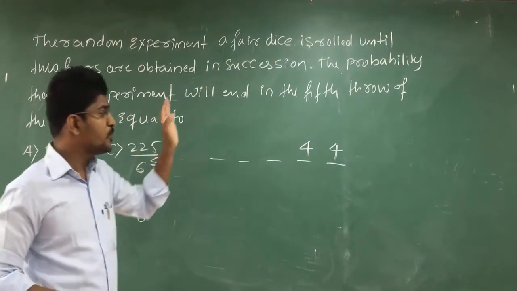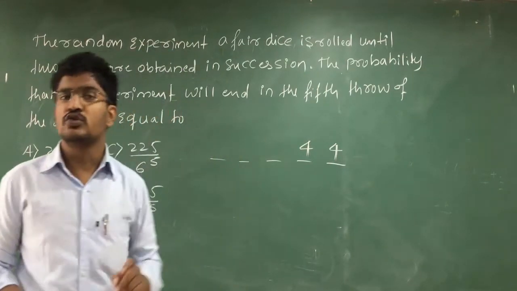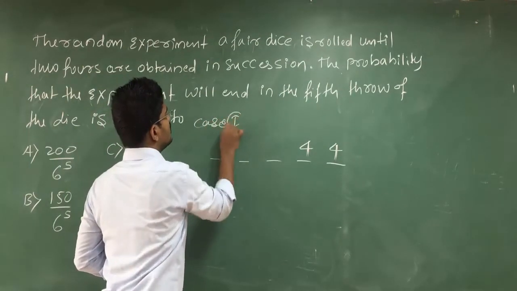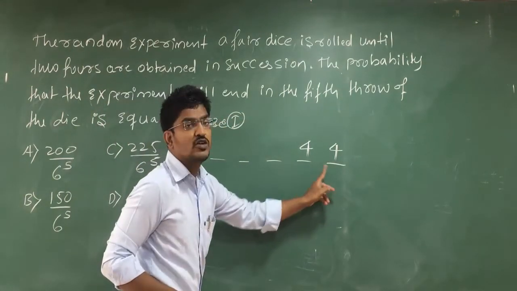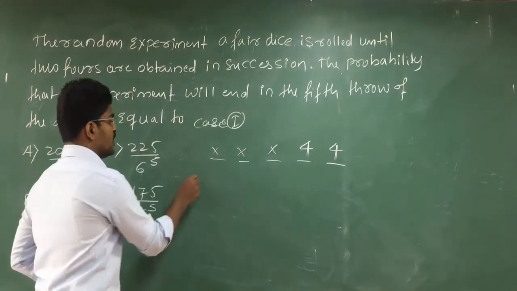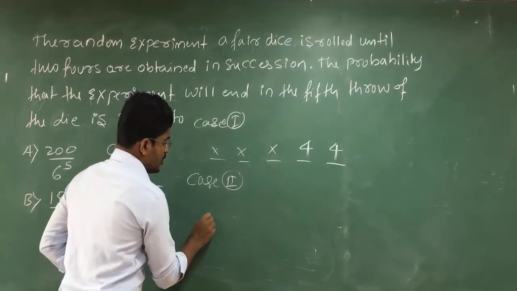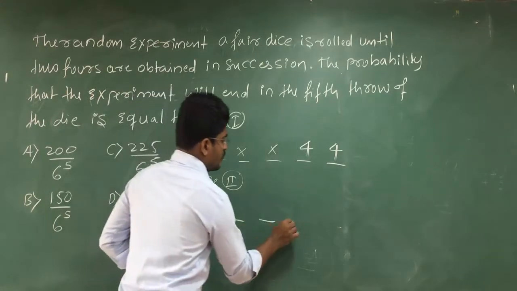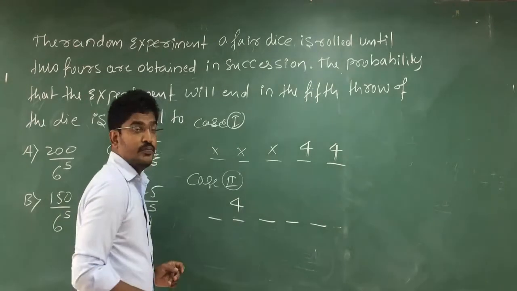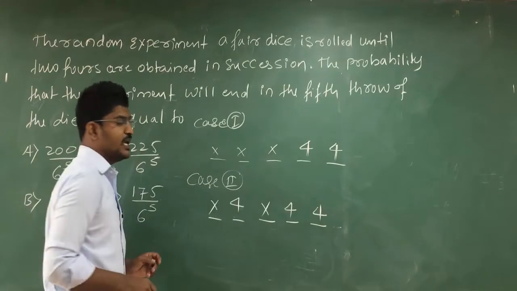That means the experiment has to end at the 5th throw and the 4 has to occur in succession 2 times. Clear? Okay. So this is case 1. In case 1, I am taking 2 fours at the last. Here there is no 4, no 4. Clear? Again, case 2. What will be case 2? Case 2 is, say, 1, 2, 3, 4, 5. So 4 can occur here also. Here no 4. 2 fours occur here and here no 4.